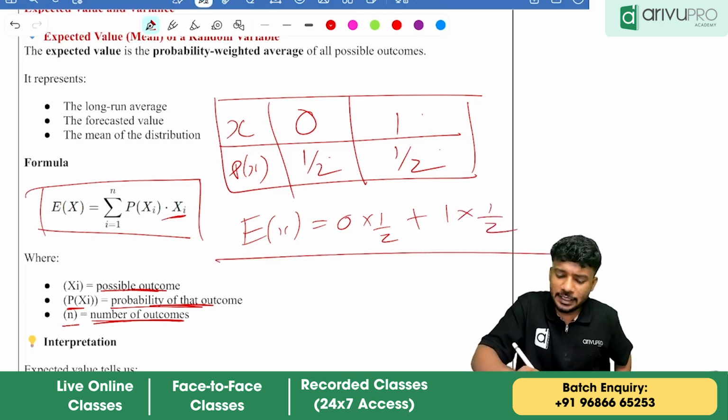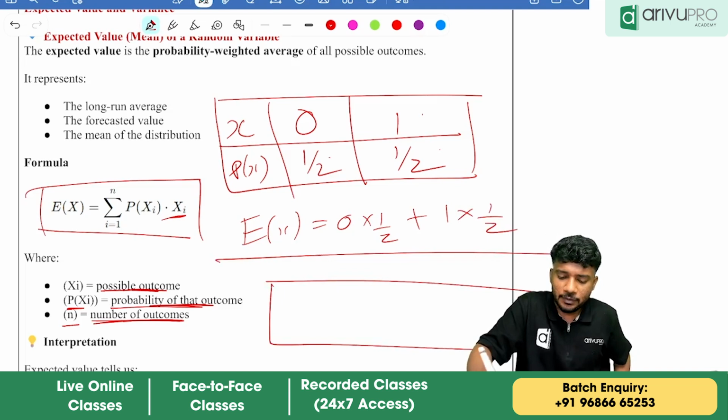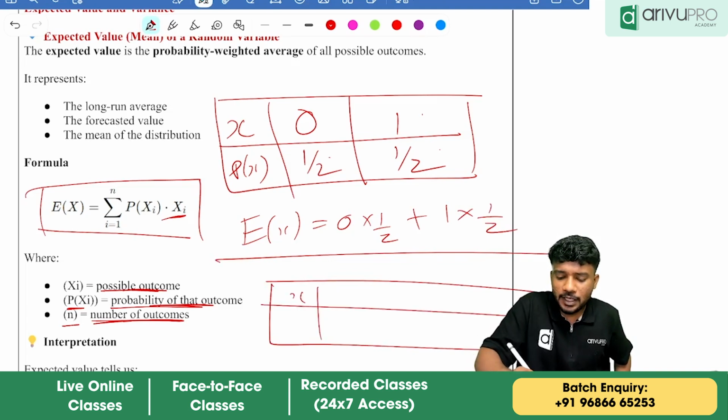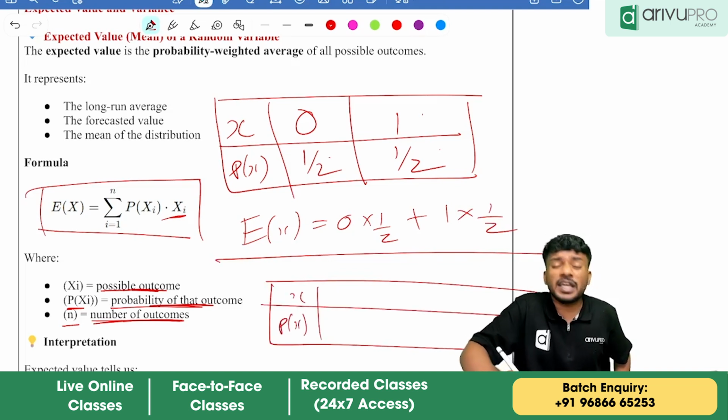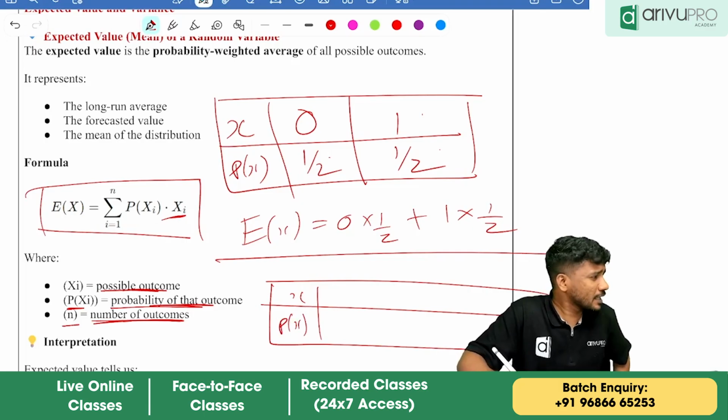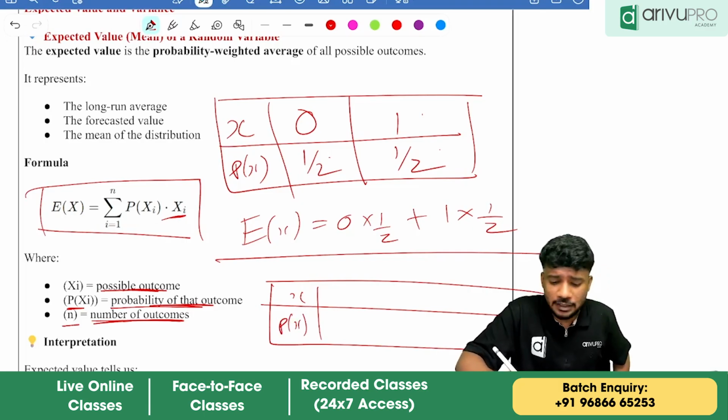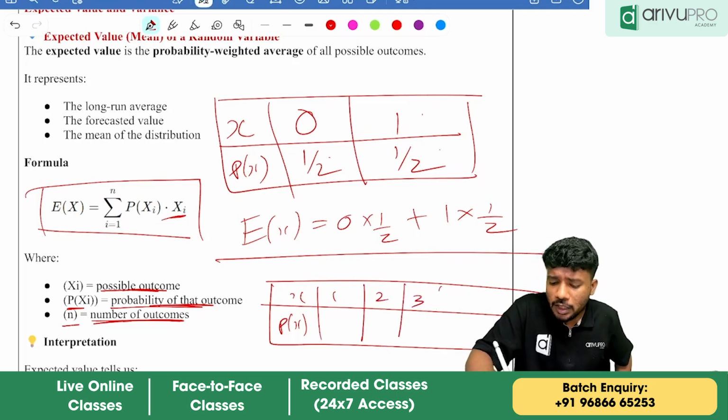Now I will take the example of a die. Die means x values and p of x values. Here one good thing is that numerical values are directly there. If you ask me, x values are 1, 2, 3, 4, 5, then 6.